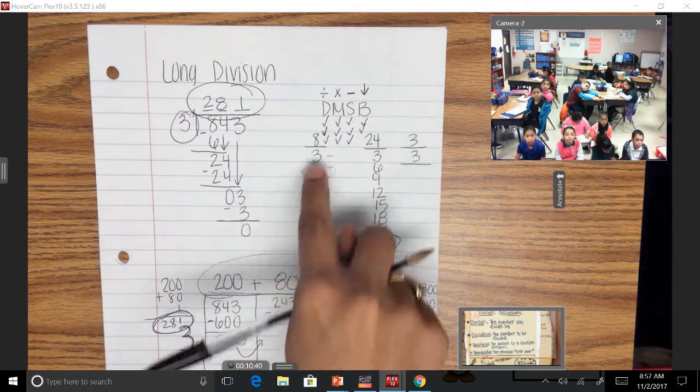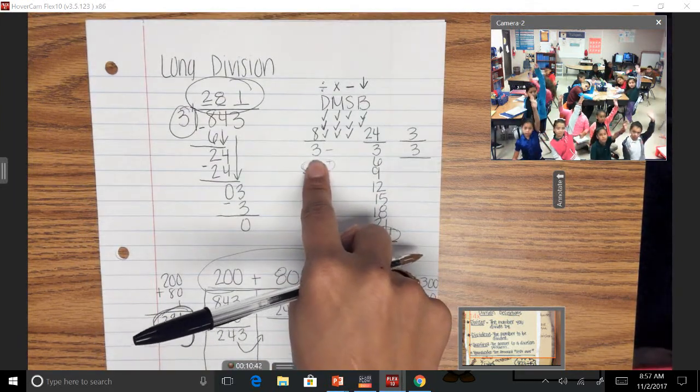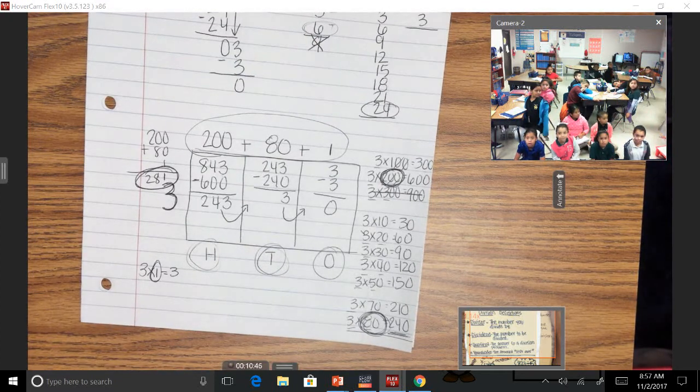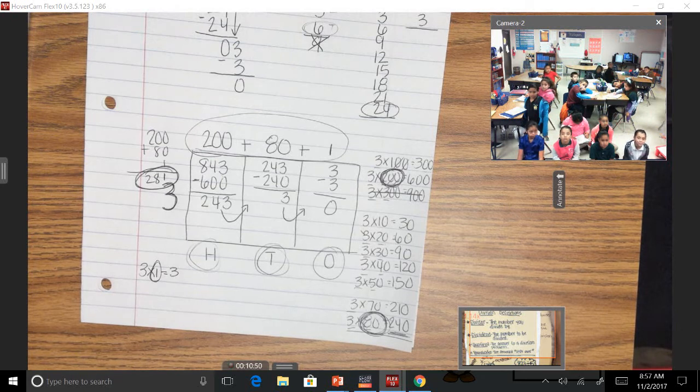Raise your hand if long division is your favorite. Raise your hand if area model is your favorite. I have a few people that like the area model. They're both good, there's no better way. It's up to you. We all learn differently.